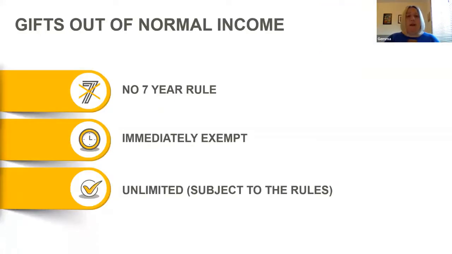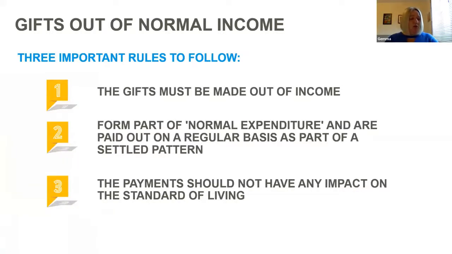So making gifts out of normal income. We touched on that earlier, that it is a gift exemption available, and it is very useful. Basically, at the time you make that gift, there is no 7-year rule. It's immediately exempt from inheritance tax, and the amount that you give away could be unlimited in the right circumstances. So it's very valuable. There are 3 important rules to follow: these gifts must be made out of income on an annual basis. They must form part of your normal expenditure and are paid out on a regular basis as part of a pattern. And the payments made should not have any impact on your standard of living.